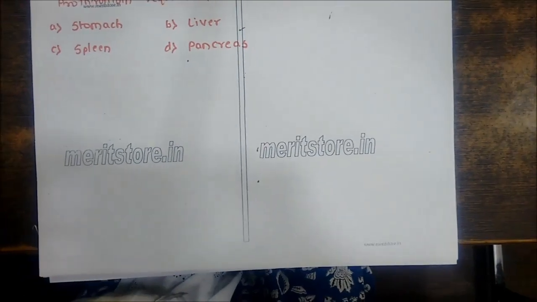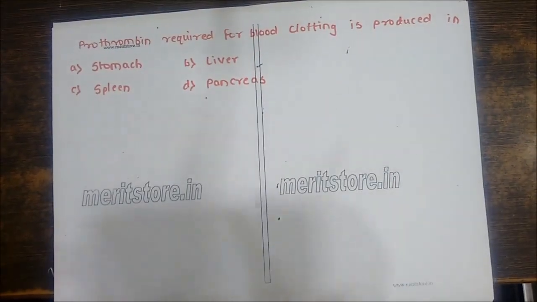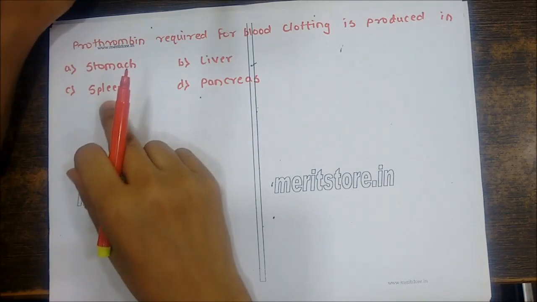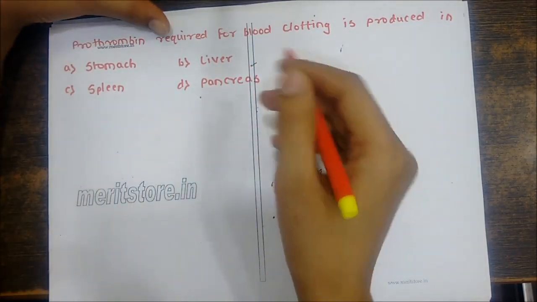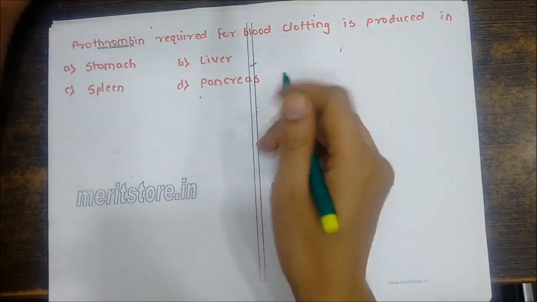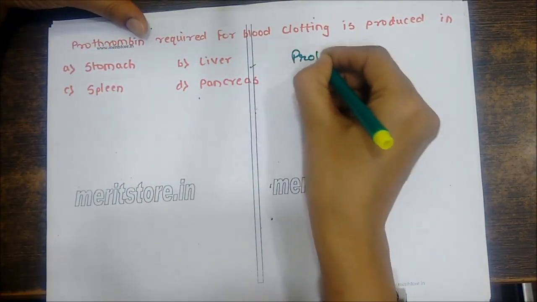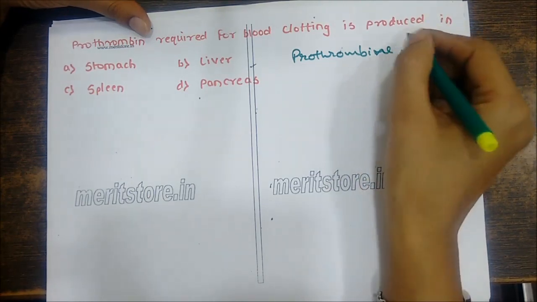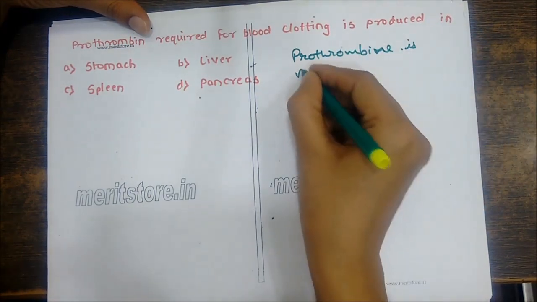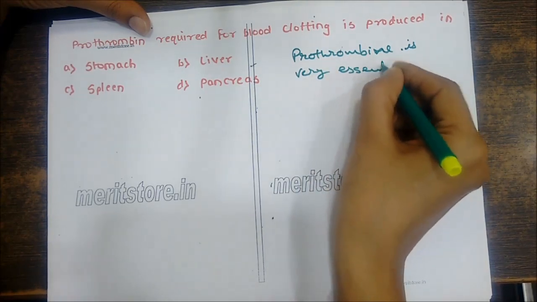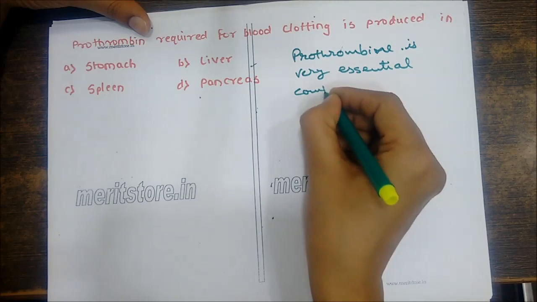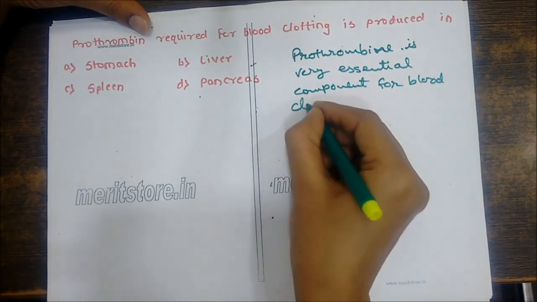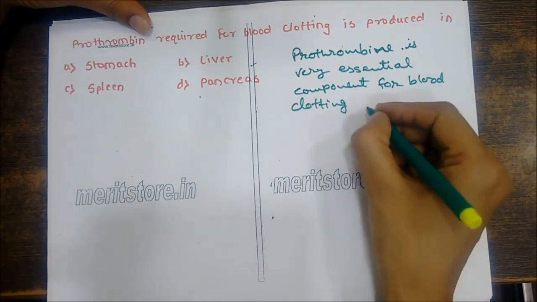Our next question is, prothrombin required for blood clotting is produced in A. stomach, B. liver, C. spleen, and D is pancreas. Prothrombin is an essential component for blood clotting, and it is synthesized in liver.